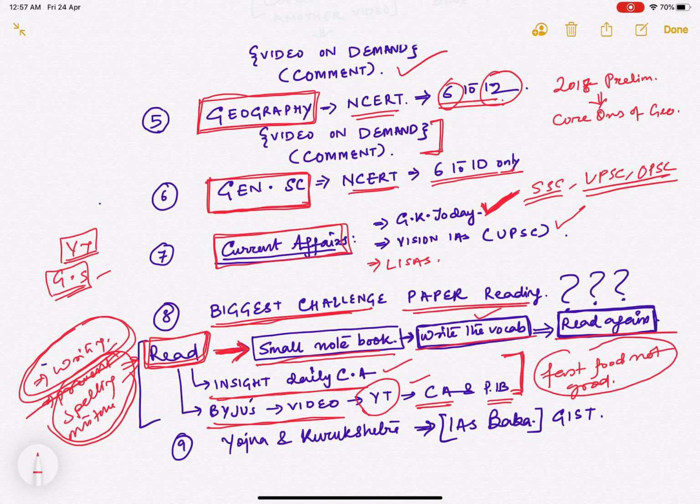Now for most who are in jobs, I would suggest they go for Byju's videos or the Inside Daily Current Affairs, because I'm quite sure that they can get it, because they're already in jobs, they are already acquainted with competitive exams.